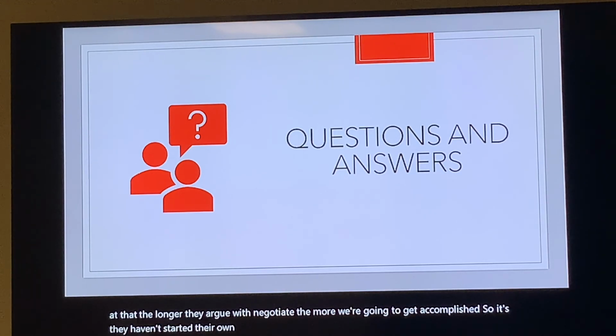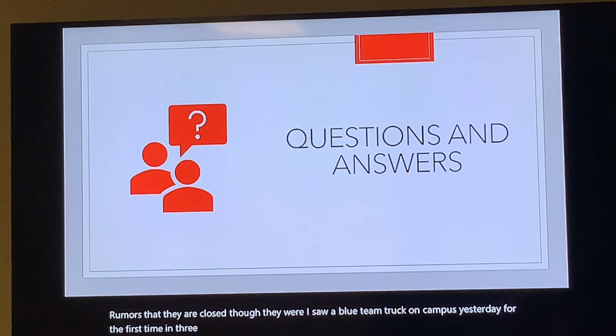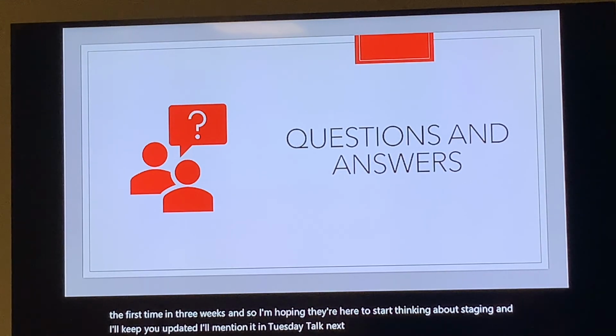There are some rumors that they are close. I saw a Blue Team truck on campus yesterday for the first time in 3 weeks, and I'm hoping they were here to start thinking about staging. I'll keep you updated. I'll mention it at Tuesday Talk next week if in fact we hear something from them.